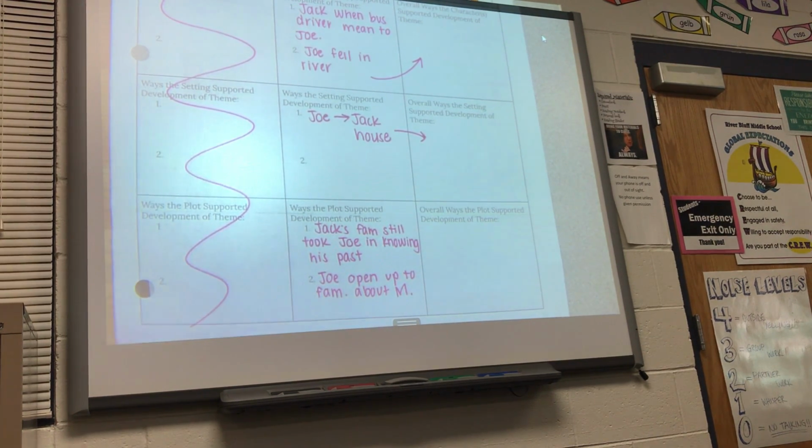All right, then lastly, ways that the plot supports the development of the theme. So we're looking at Jack's family still took in Joseph even though they knew about his past. Does that show us that no matter what the situation, you can always rely on family? Or Joseph opening up to the family about Maddie, does that show no matter what the situation is, you can rely on family? Everybody show me on your fingers, a 1 or a 2. Which one do you think is better? 1 or a 2?